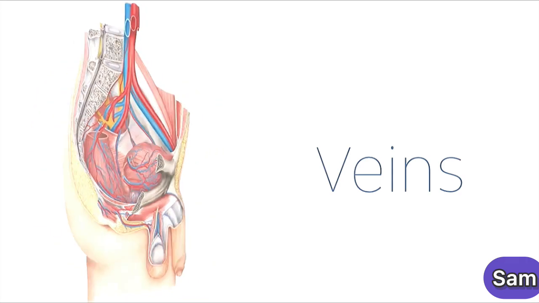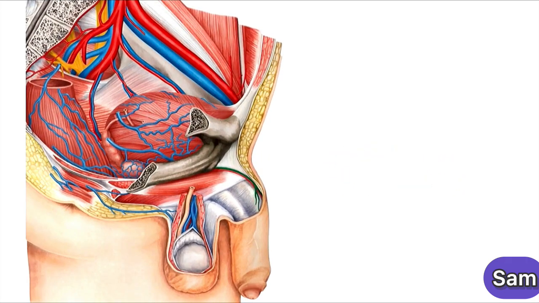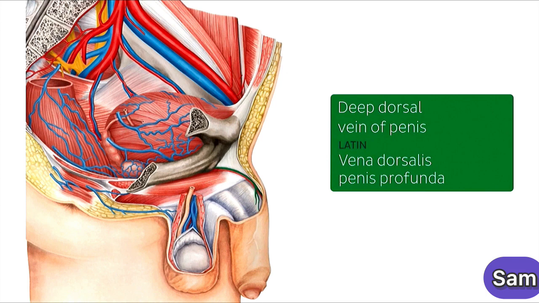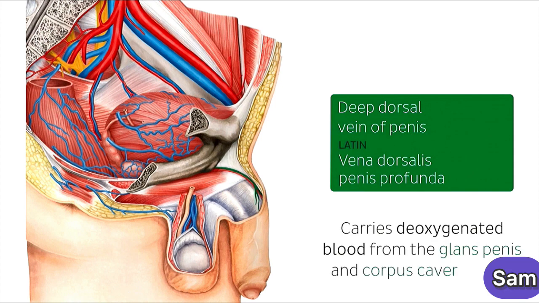So let's look at the first vein that you see here highlighted in green. Notice this vein here, this is known as the deep dorsal vein of the penis. Now, the deep dorsal vein of the penis is located between the deep fascia of the penis and the tunica albuginea. It carries deoxygenated blood from the glans penis and corpus cavernosum and communicates with the internal pudendal vein. Finally, it will join with the prostatic venous plexus.